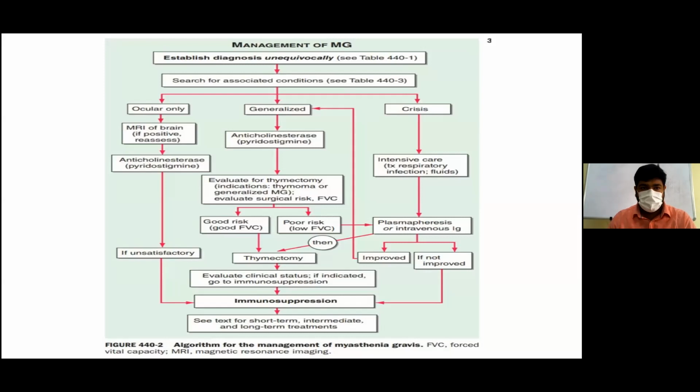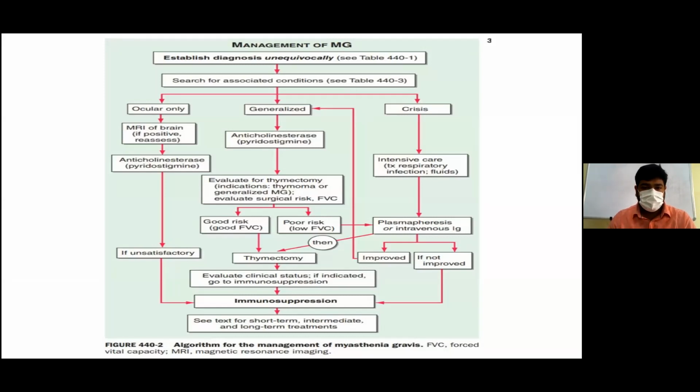If the condition is generalized, then anticholinesterase is given and then evaluate the patient for thymectomy. If there is a good forced vital capacity, perform thymectomy. If there is a poor risk, that is low forced vital capacity, start the patient on plasmapheresis. After performing thymectomy, evaluate the clinical status and if indicated, go for immunosuppression with drugs such as steroids.